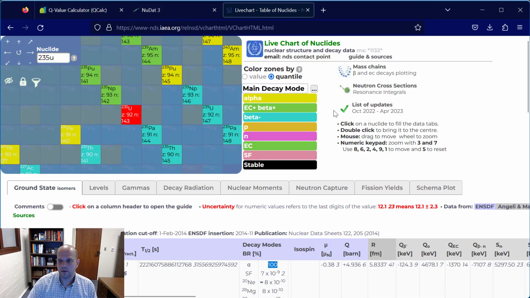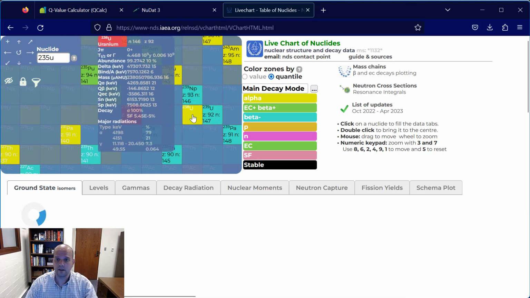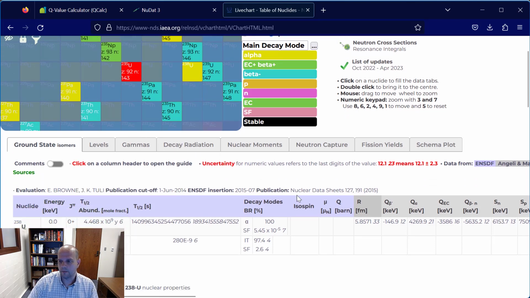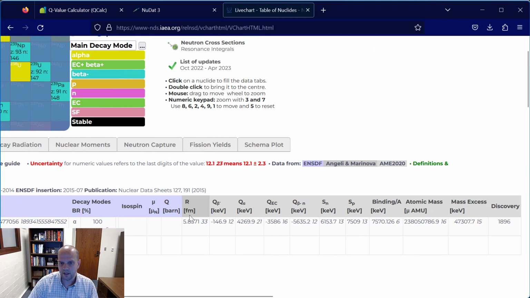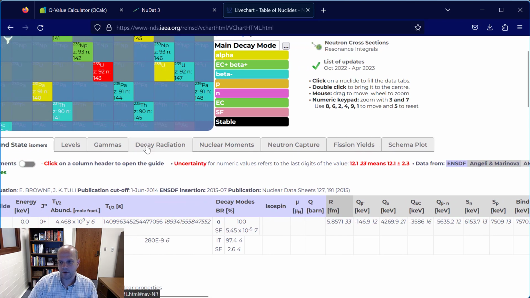So I could also go to this resource from the IAEA, and I could look at 238 here. Click on that one, and I can look at this. This here gives me the list of those same Q values. You can see that alpha is 100% of the decay mode, and so I go to Q alpha for 4.27 MeV. I could also look at the decay radiation down here.